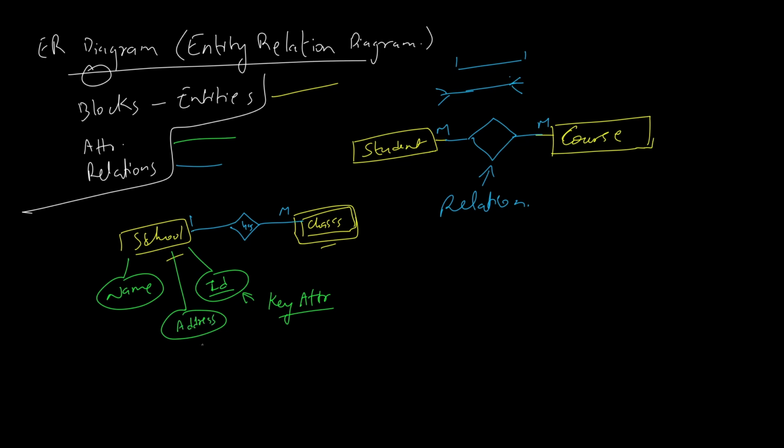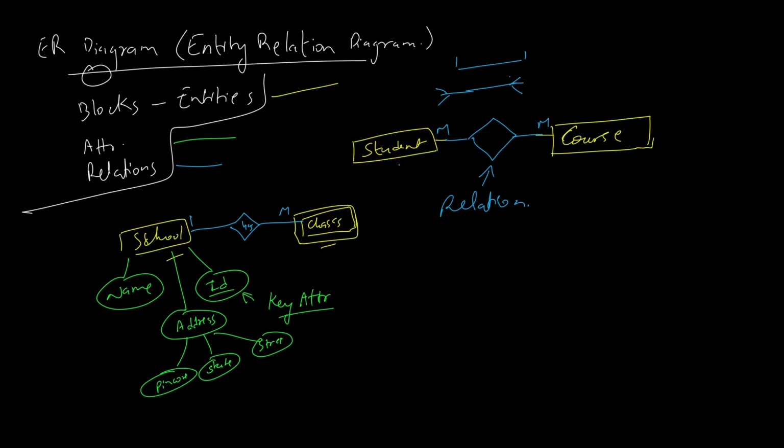Now let's say an address is a composite attribute. That means address consists of other things, so it will branch out like this. Let's say street, state, and pin code, and go like that.